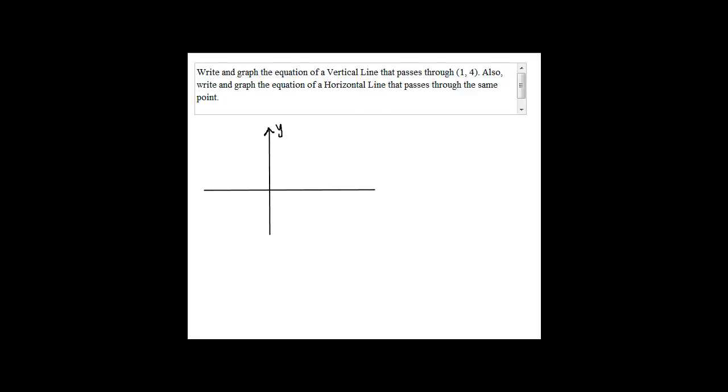Okay, when we look at the graph of the vertical line or horizontal line, in this case we have a point that's given to us, (1, 4). So let's locate that point.